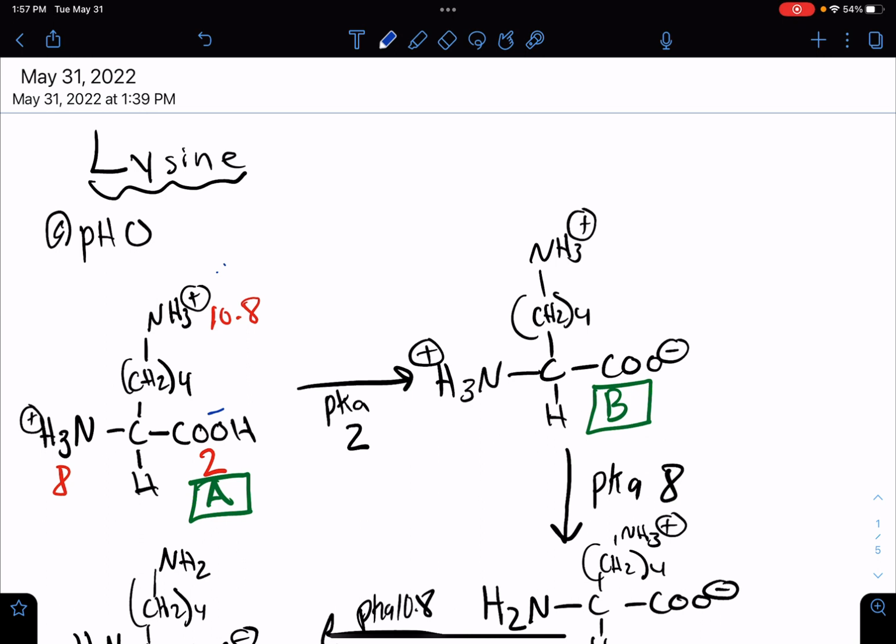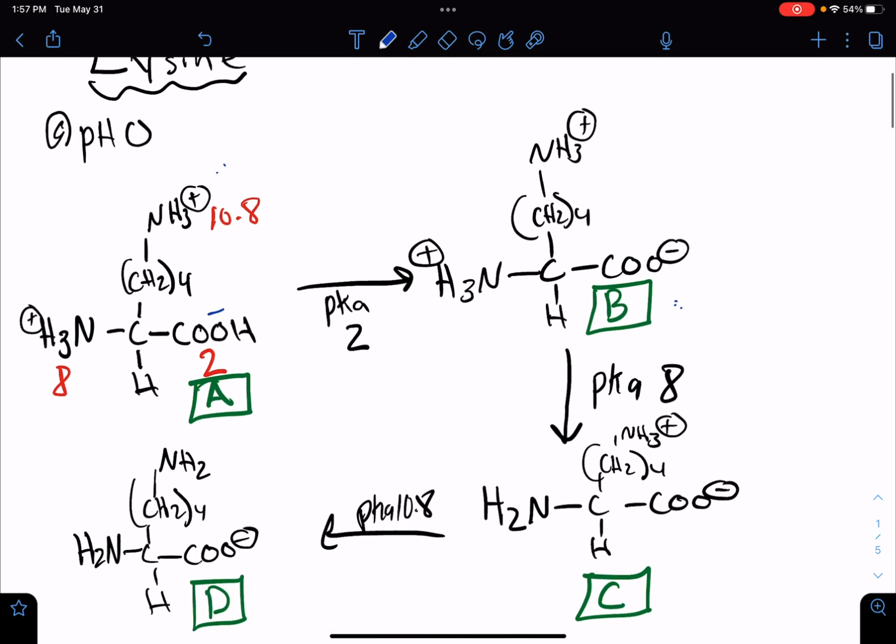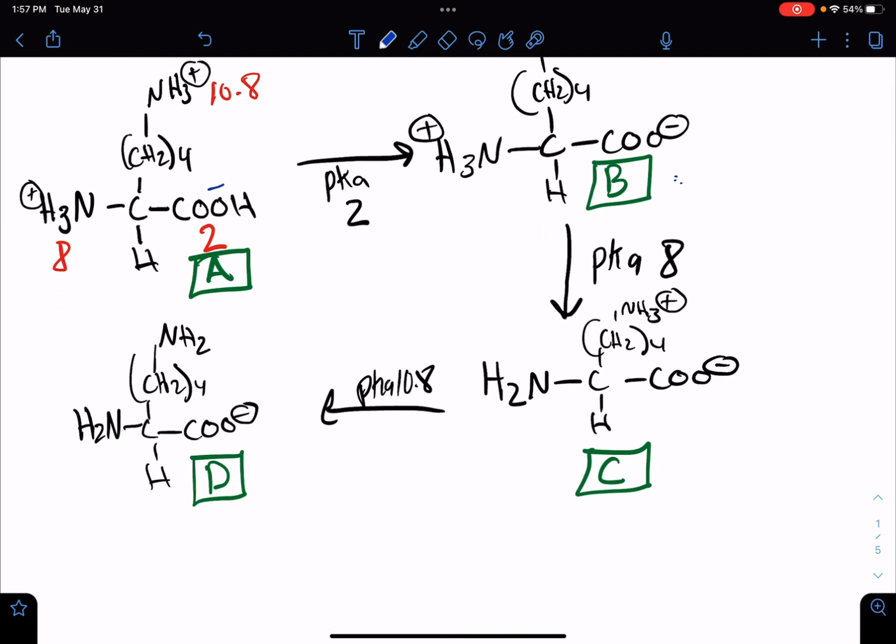So after we go from 0 to a pH past 2, we're going to have all of the ion in form B, which is right here. Form B, the first group to lose its proton is COOH, and the other two groups will keep their protons. Once we go past the pKa of 8, the amine attached to the alpha carbon right here will lose its proton.